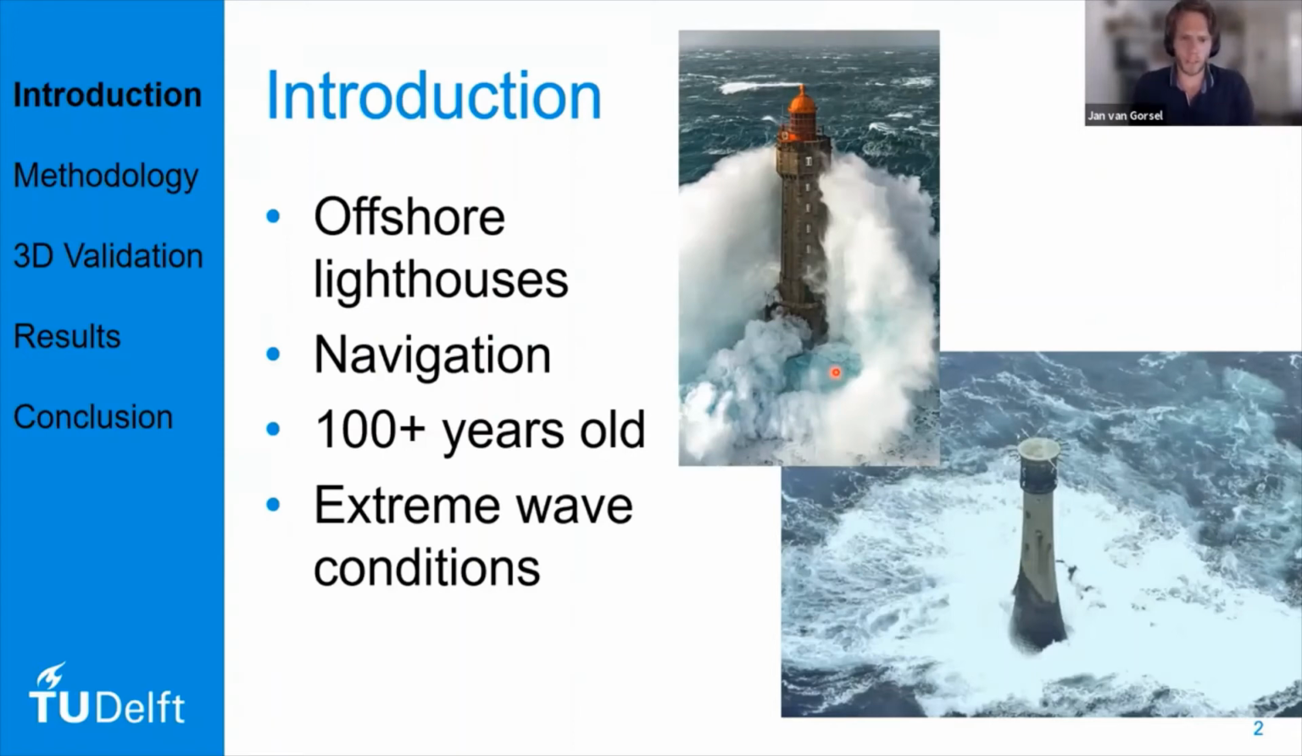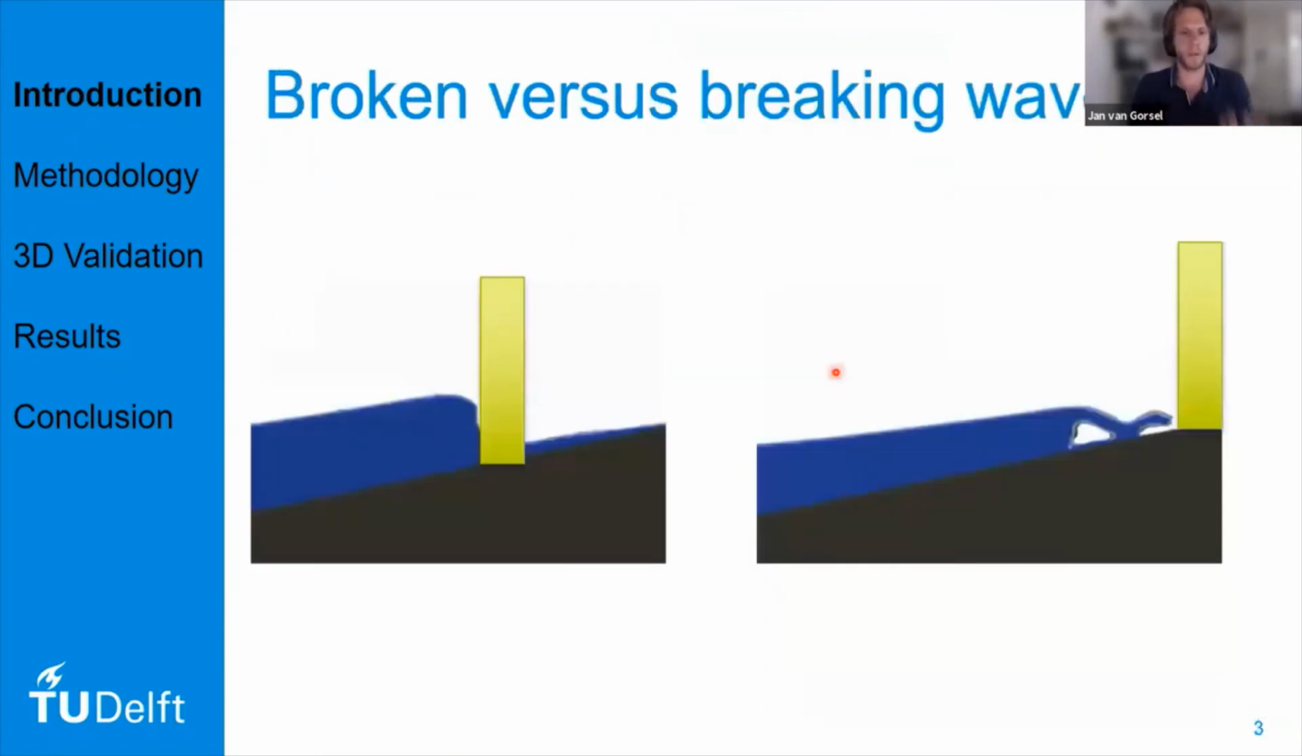A lot of research was done into this topic, but only for breaking waves. In my situation, we have broken waves, which you can see here on the right, while all the other research done, at least as far as I know, is for breaking waves. You can see that the wave shape is very different. This of course also influences the impact on the structure, on the lighthouse, which is idealized as a cylinder.